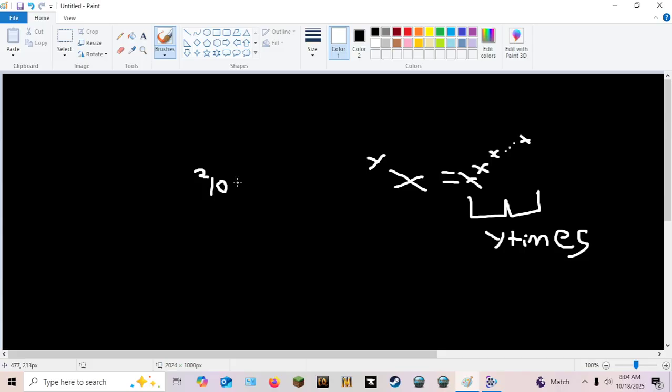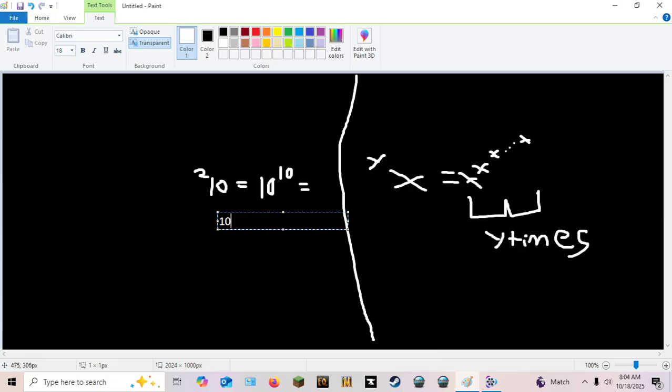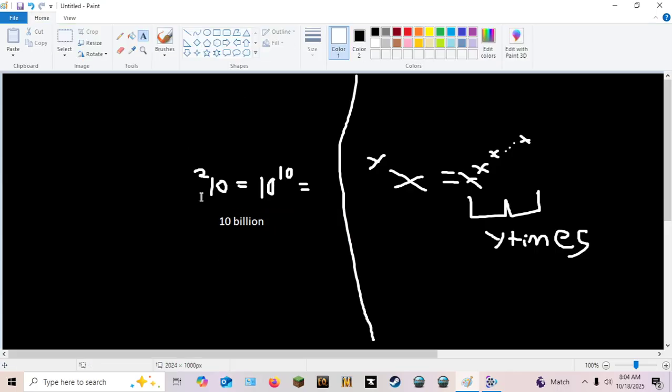So this actually equals 10 raised to the 10, which equals 10 billion.